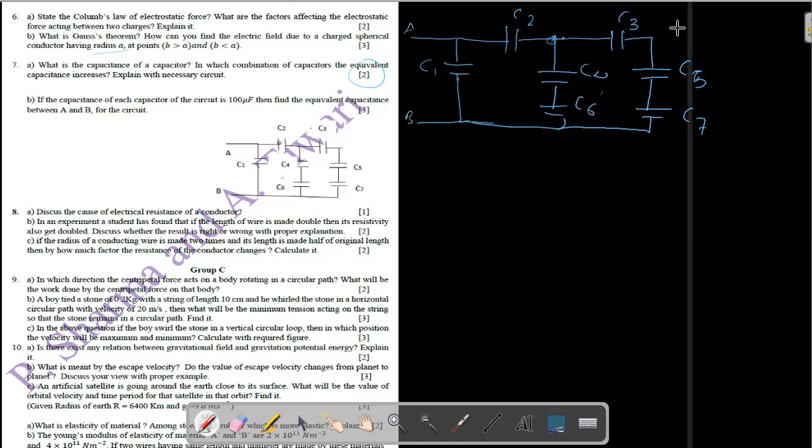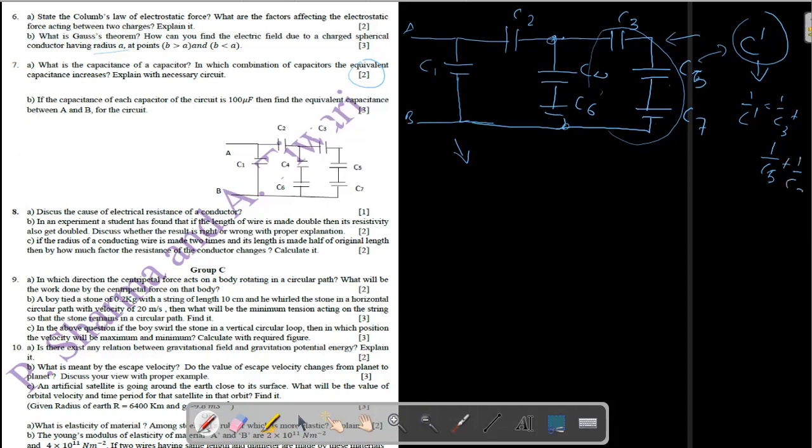So we have to solve from this side. If you see here, C3, C5 and C7 are in series combination because they are connected one after another. So if you solve for these three, you'll get one capacitor. Let us write this to be C dash, and for this you have to use the relation 1 by C dash equals 1 by C3 plus 1 by C5 plus 1 by C7.